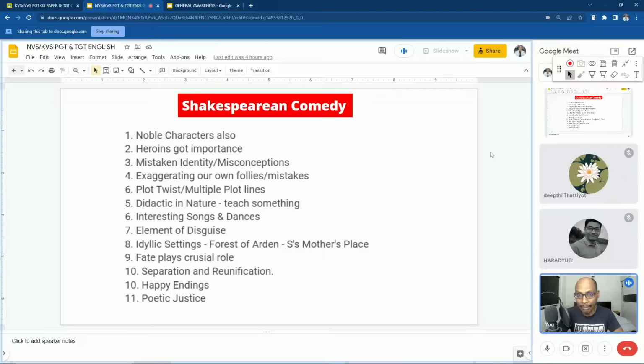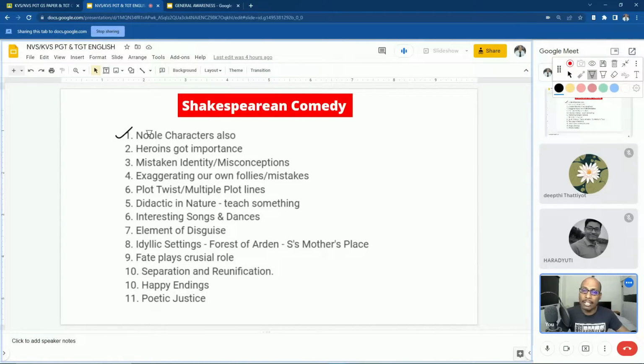Yesterday we completed The Tempest, but we should know what the Shakespearean comedy features are so that we can apply them to all the comedies of Shakespeare. Now in the Shakespearean comedy, the noble characters are also there. That means not only the commoners, even the noble characters are involved in Shakespearean comedies, whereas in Shakespearean tragedy, the important characters are from noble families only. And here there are noble characters as well as commoners. Ordinary people also become part of the Shakespearean comedies.